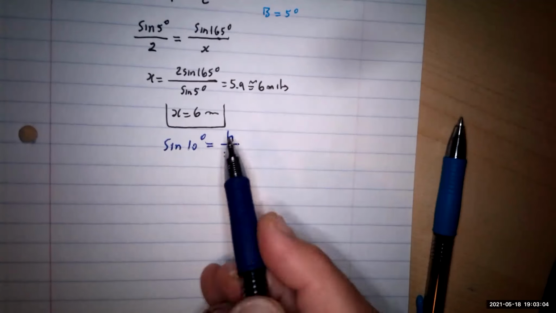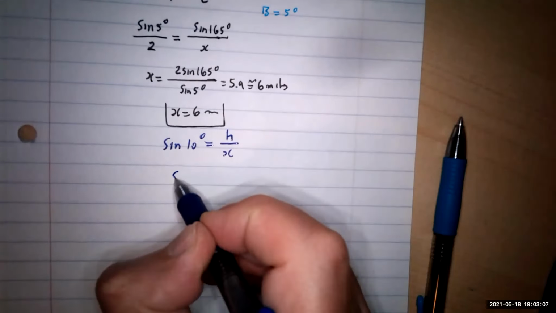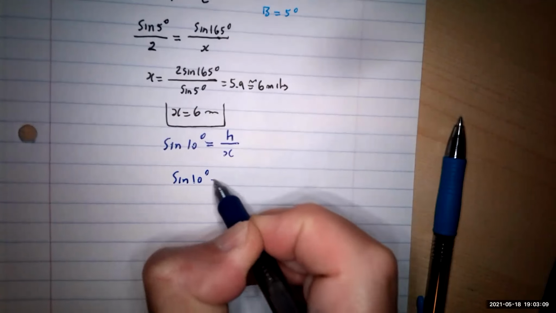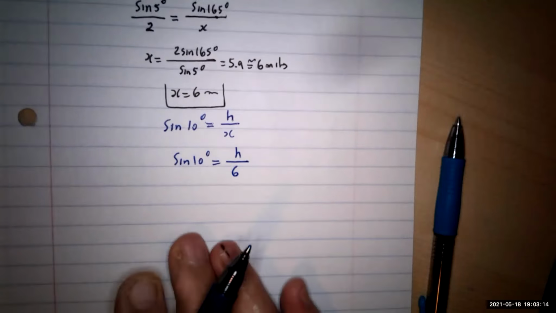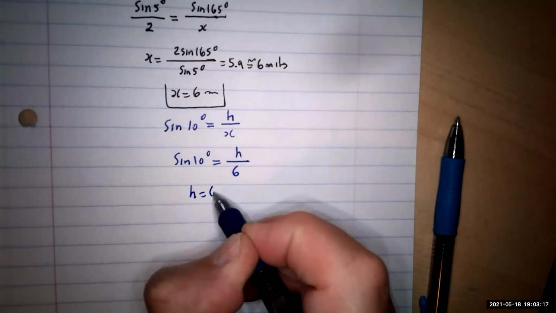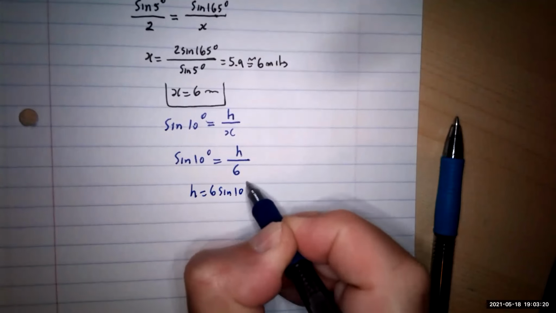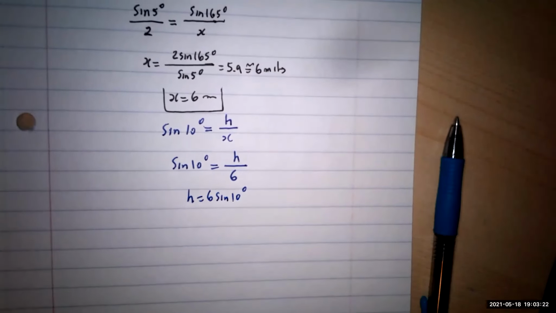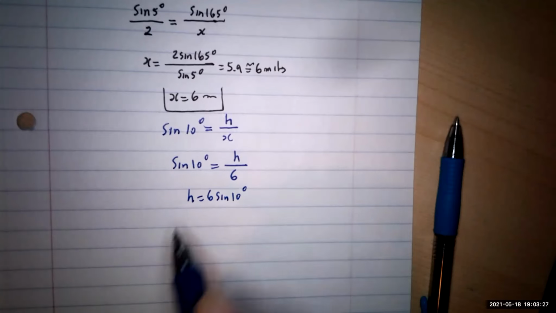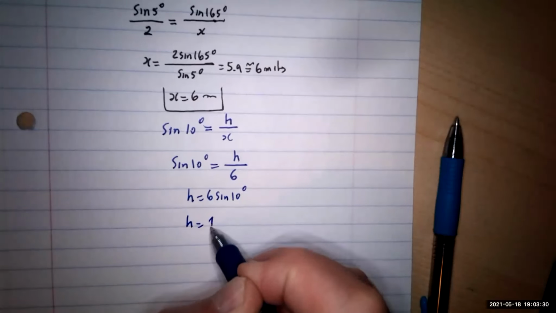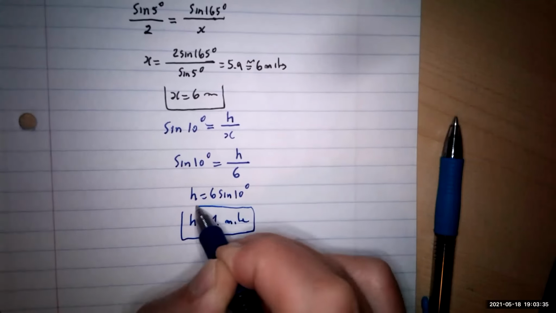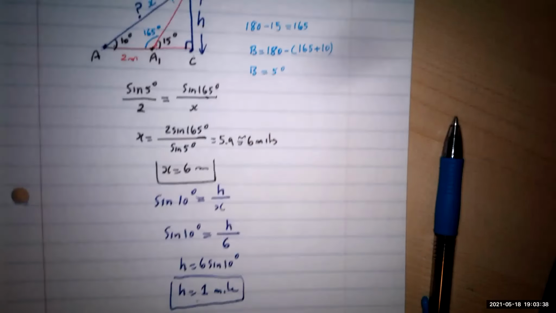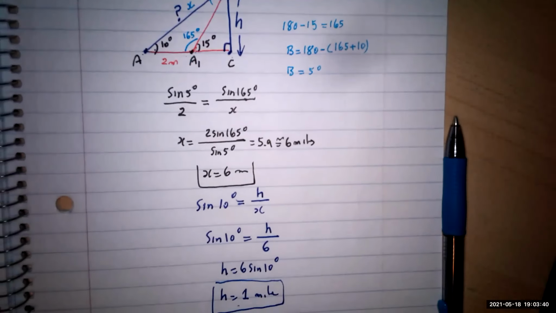And I need h. So I substitute, so it's going to be the sine of the 10, h is missing, the x is 6. So the h would be 6 sine of 10 degrees. And if you use your calculator, it's almost 1 mile. You can check it out with your calculator. So almost 1 mile. This is going to be the height of the balloon, if you like.